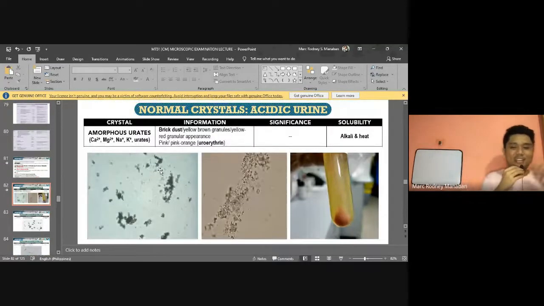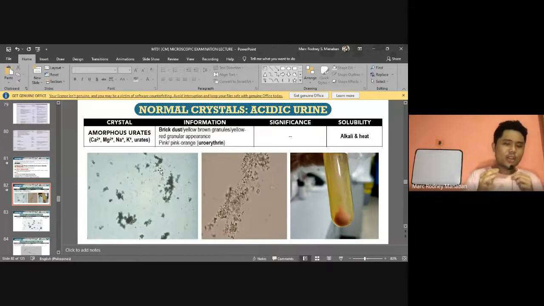Normal crystals seen in acidic urine, you have number one, the amorphous urates. As the name says, they don't have a definite shape, shapeless. Their appearance is like granules, like sand. When examining under the microscope, it may be colored yellow-brown granules. Or when refrigerated, it may combine with your uroerythrin to form this pink sediment known as your brick dust appearance.